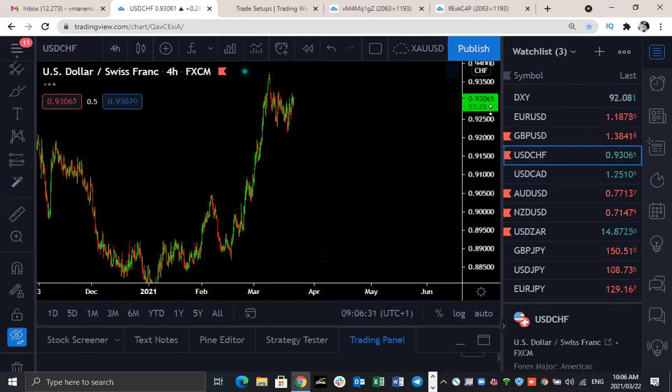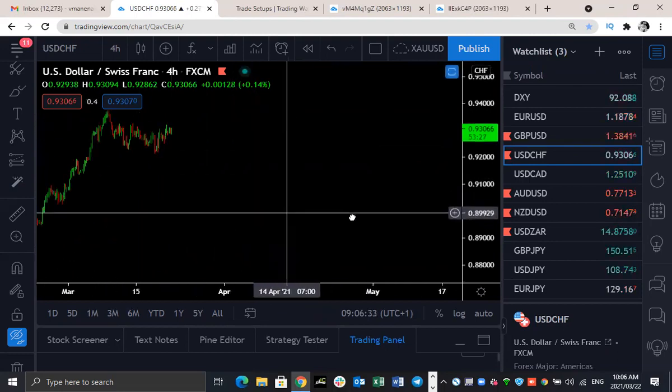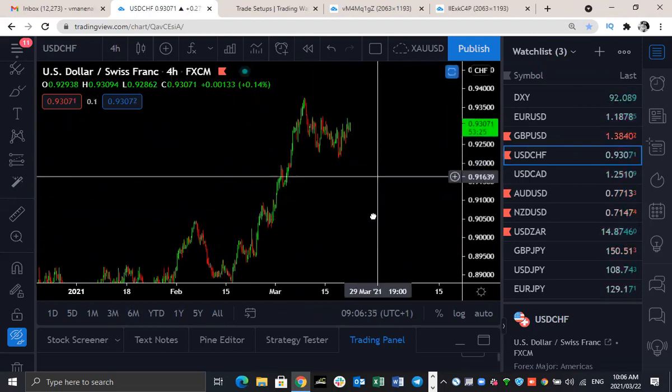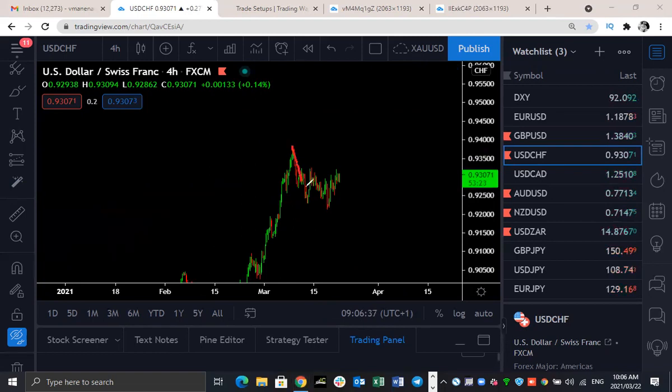US dollar chief, similar to the DXY. I'm looking at these structures, even yesterday, and I'm still looking at the same structure. We've got a move down, and we've got what looks like a flat correction here. I'm still expecting this to come down. Why am I expecting that to come down?